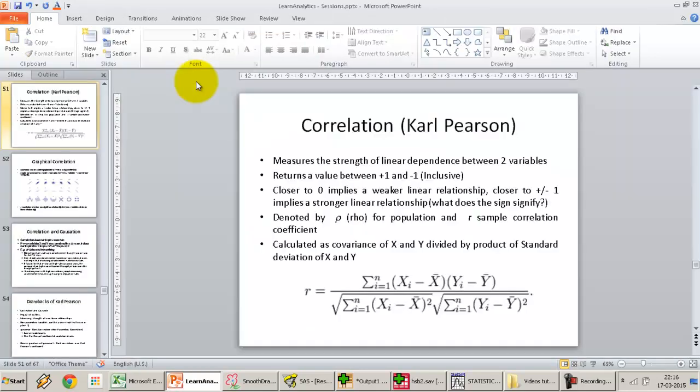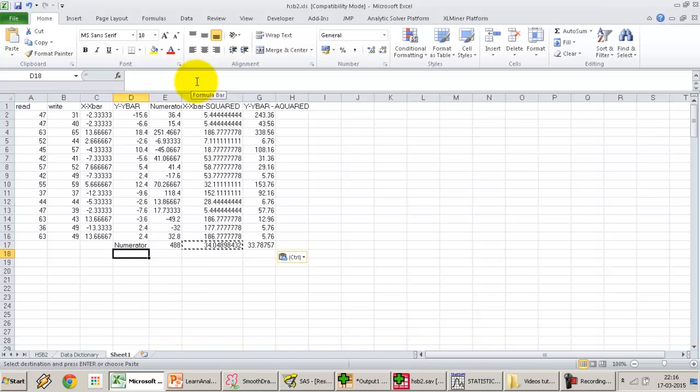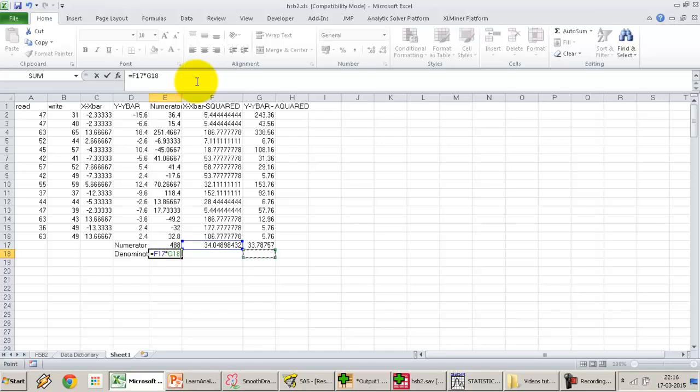And finally I have to multiply them both. So the denominator is simply the multiplication of these two terms, and there we get the denominator. So the correlation R is calculated as numerator divided by denominator. So we get a correlation coefficient of about 0.42.